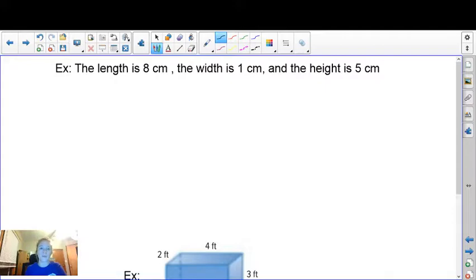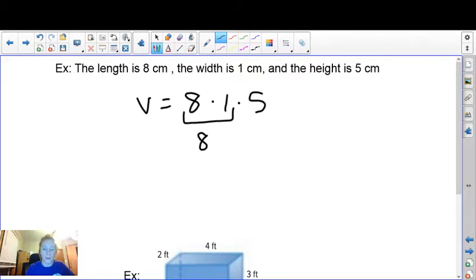So first example, this prism has a length of 8, a width of 1, and a height of 5. So I'm going to take my 8 times my 1 times my 5, and I work left to right. So 8 times 1 is 8, times 5 is 40, and it's in terms of centimeters.